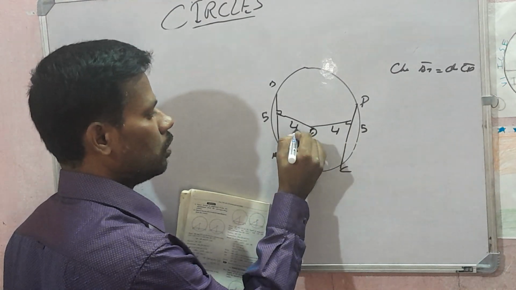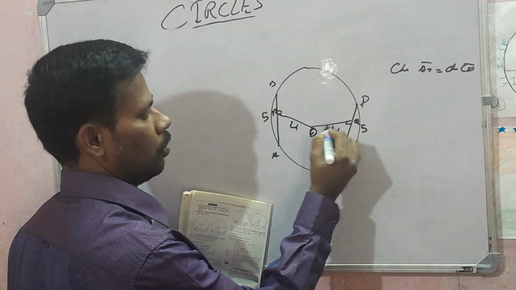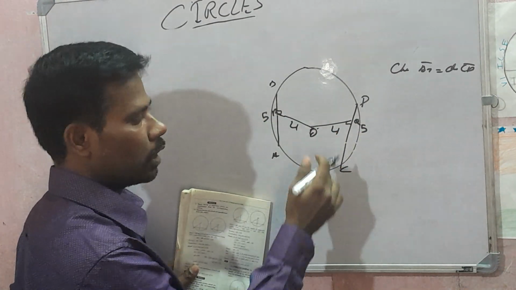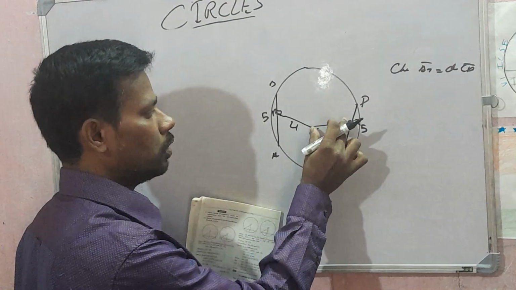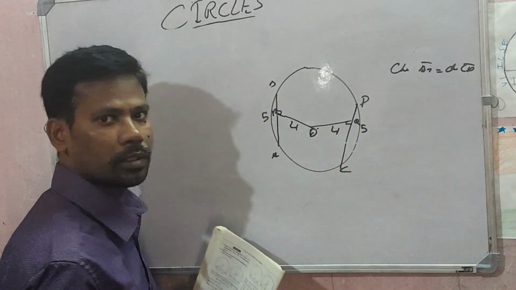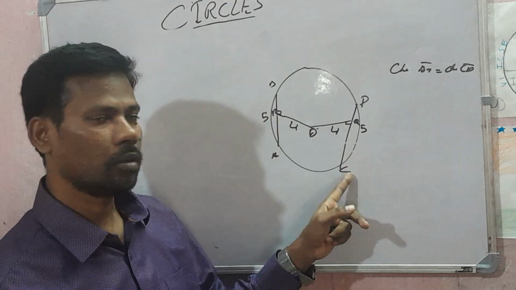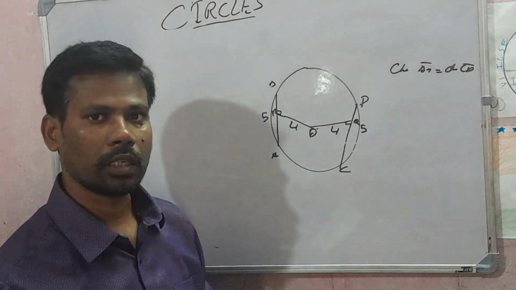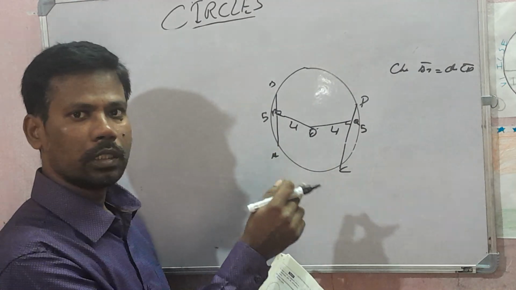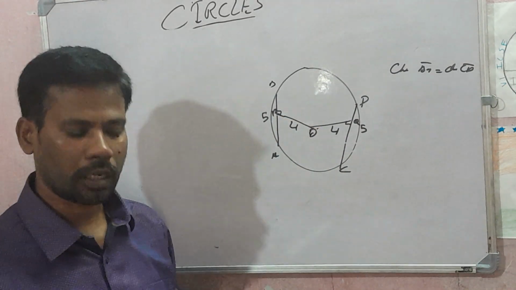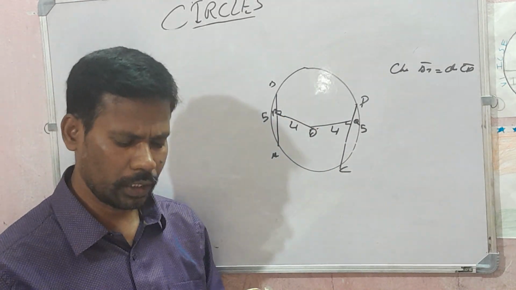Then what you notice is OP is equal to OQ. They are equidistant from the center. That means this length and this length are same. Right? Equal chords. Chord AB is equal to chord CD. If two chords are equal, then they are equidistant from the center of the circle. Right?